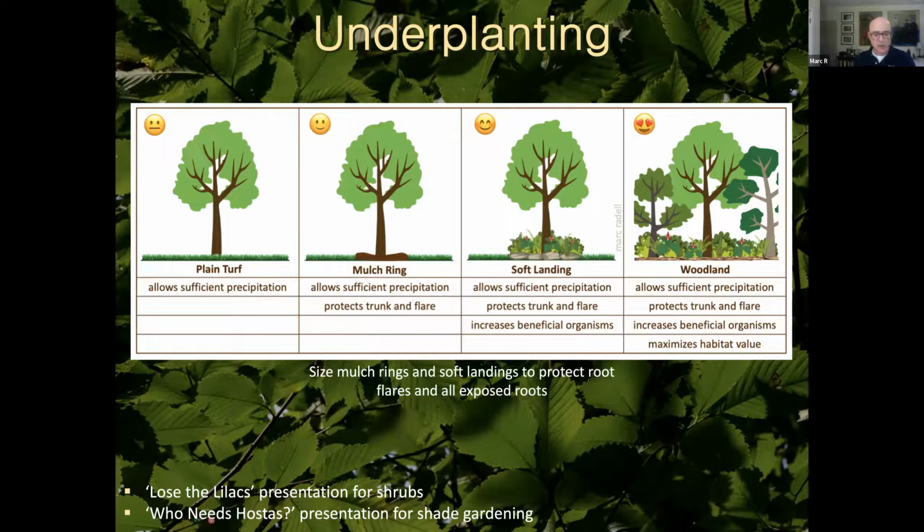On my site, there's a presentation for shade gardening, native plants for shade, or Lucia lilacs, which I think I'm giving to you guys in November. And that is a presentation on shrubs, including subshrubs.